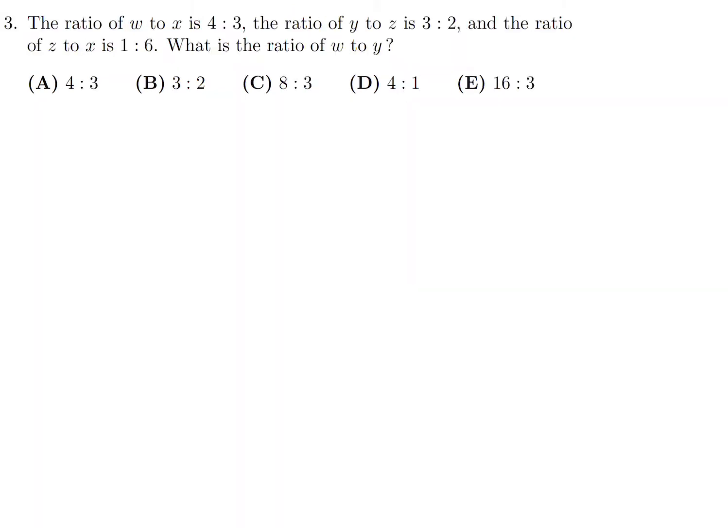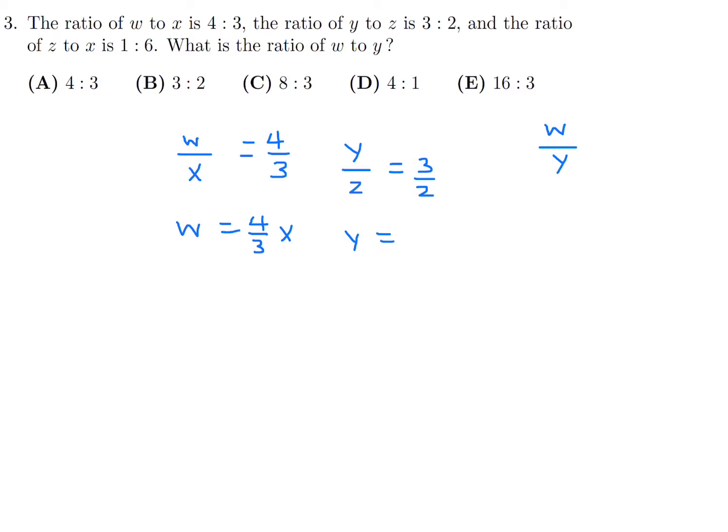The ratio of W to X is 4 to 3. The ratio of Y to Z is 3 to 2, and the ratio of Z to X is 1 to 6. What is the ratio of W to Y? So they want you to find W over Y. Well, W over X is 4 over 3. So that means W is equal to 4 over 3 times X. Then they tell me that Y to Z is 3 to 2. Therefore, Y is equal to 3 over 2 Z. And then finally, they told me that Z over X is 1 over 6. So that means Z is equal to X over 6.